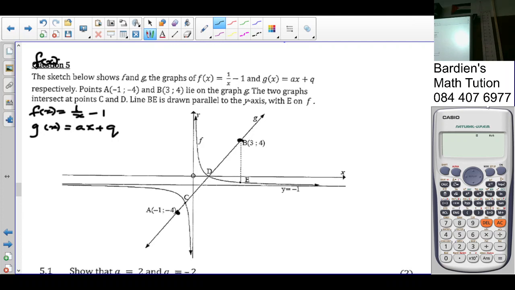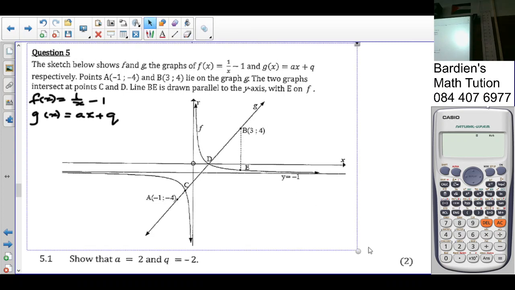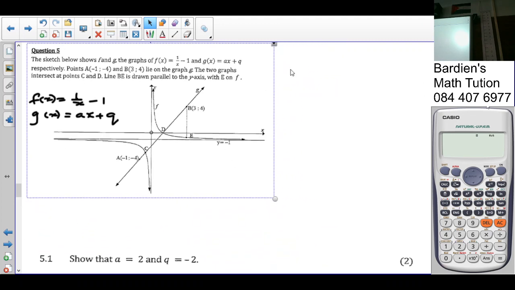The two graphs intersect at points C and D, 2 points of intersection. Line DE is drawn parallel to the y-axis. It will always be parallel to the y-axis or perpendicular to the x-axis. Okay? With E on f. So E is on f. So everything given in the introduction to the sum is represented on the diagram. Okay, so I'm going to minimize this a bit so that I can work on the side here.